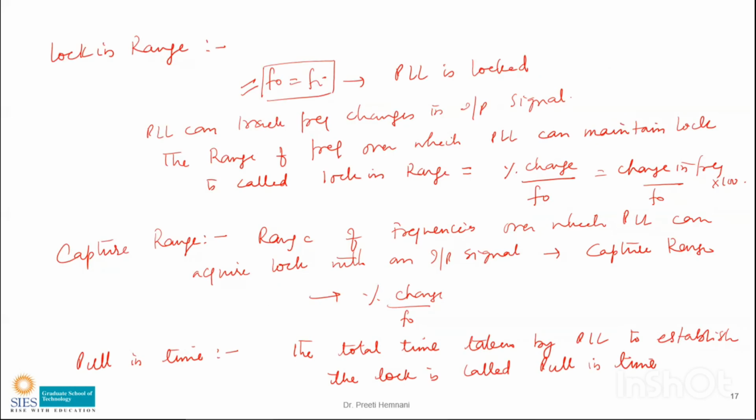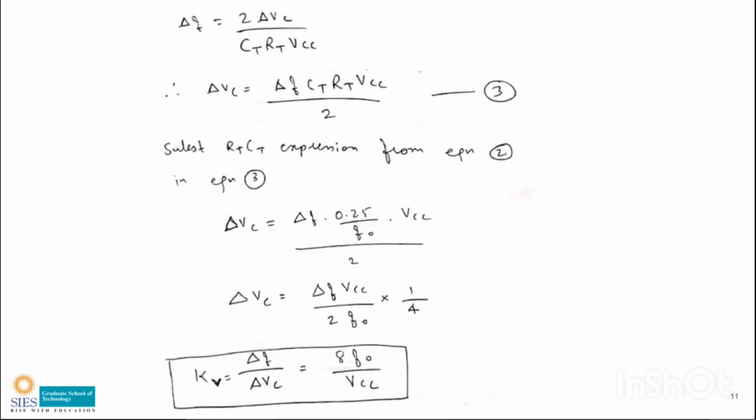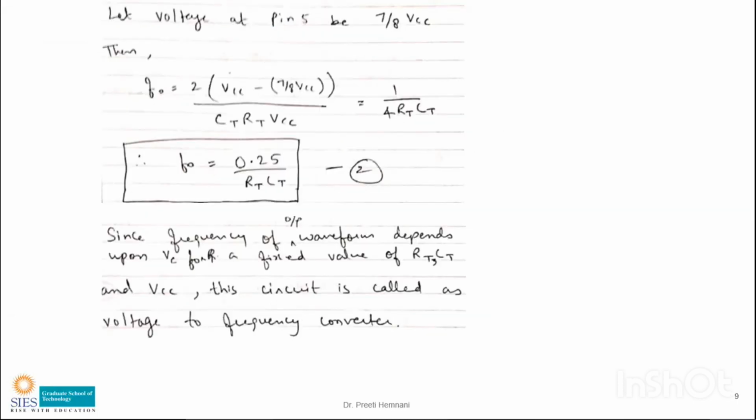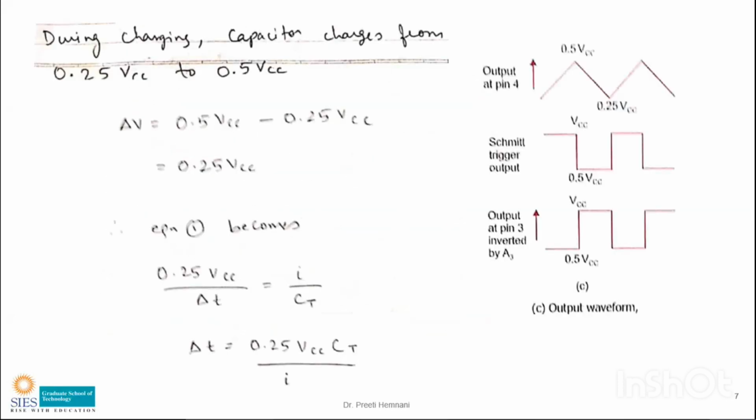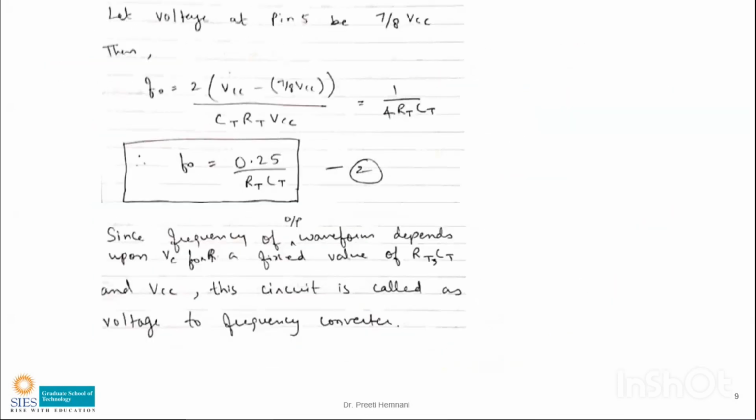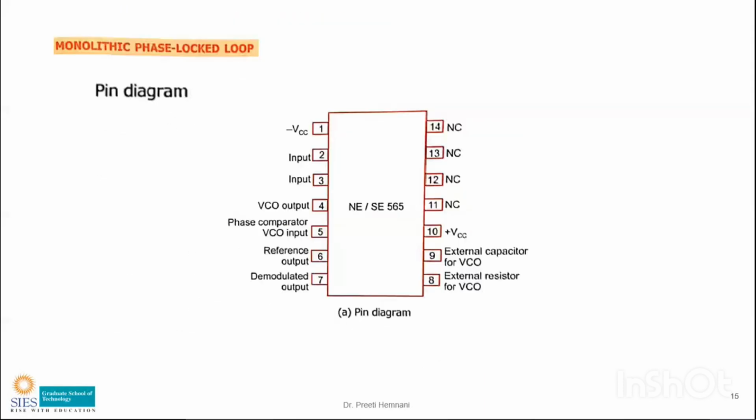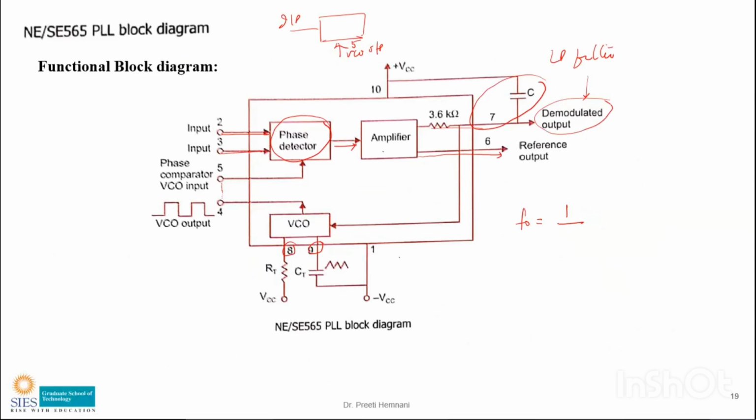I have to take you back to that PPT. See this one. What we have done, if you remember, is derive the VCO output as f naught equals 0.25 upon RTCT. What is 0.25 upon RTCT? It is nothing but 1 upon 4 RTCT. This we derived for the VCO, remember? Yes, ma'am. So this one only we are going to use here now. That f naught of the VCO is fixed, that is, f naught is 1 by 4 RTCT.